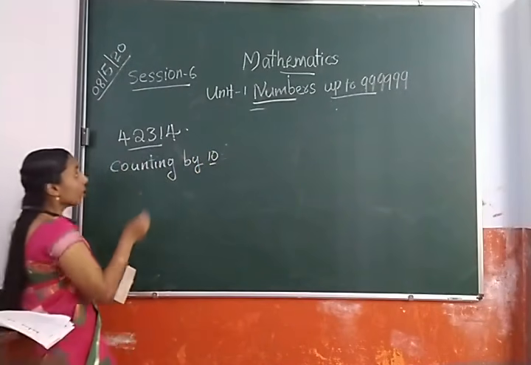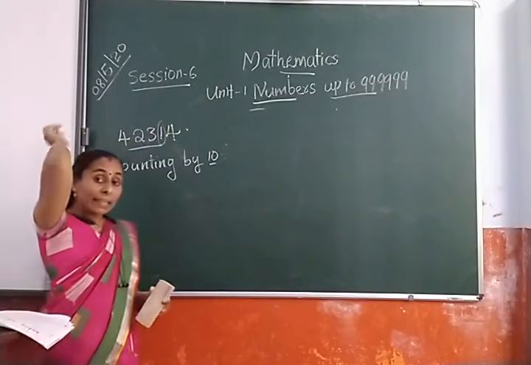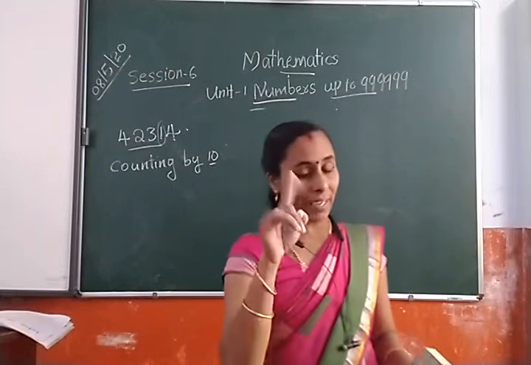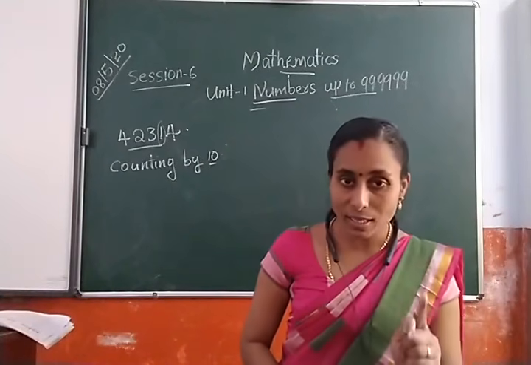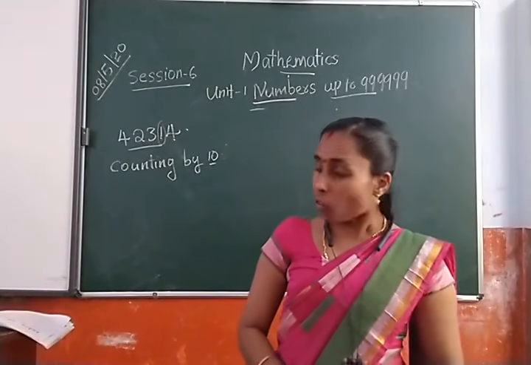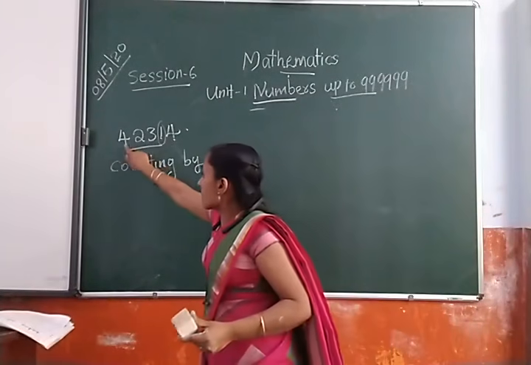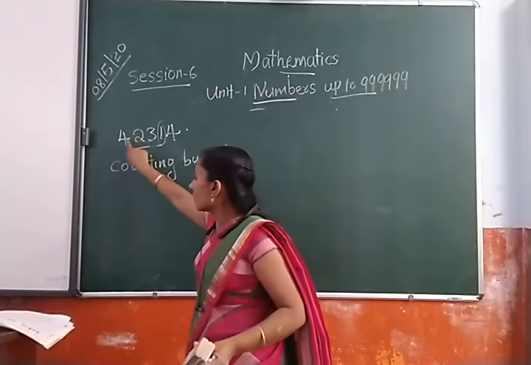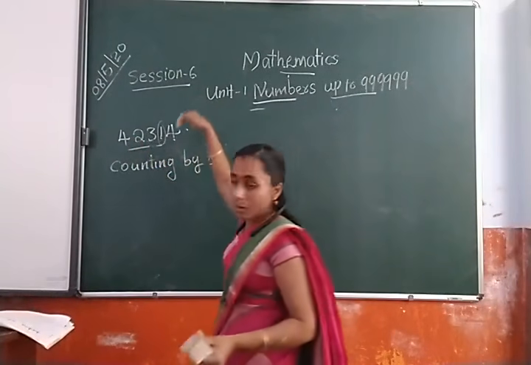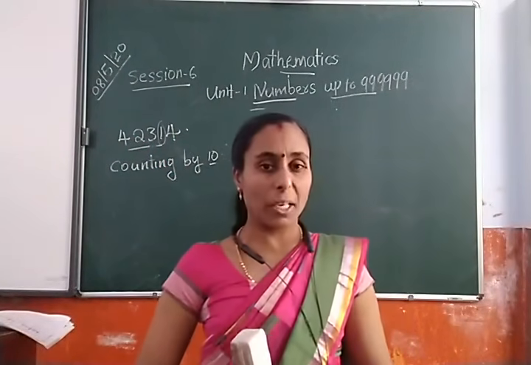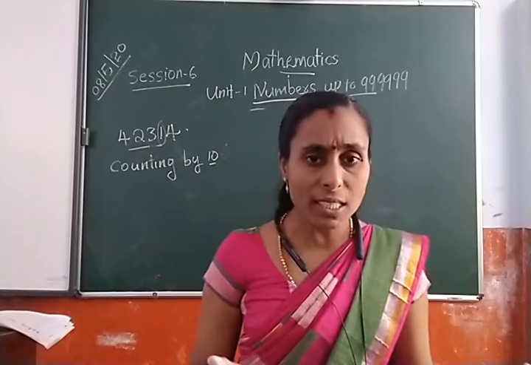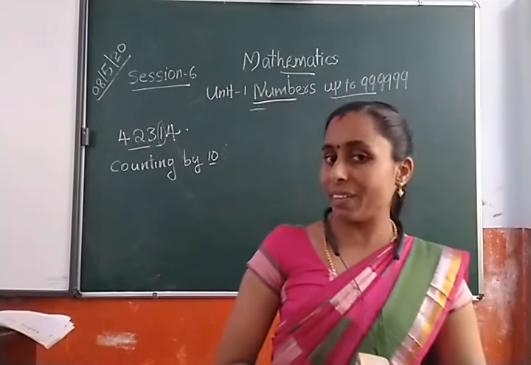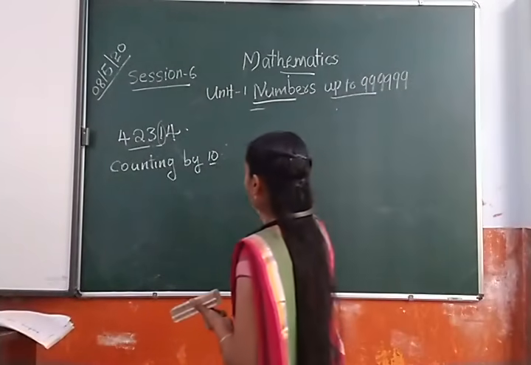Counting by tens, only the tens place increases by 1. Tens place will increase by 1. All other places, the hundreds place, thousands place, 10,000 place, and ones place remain the same. Which place will change? Only the tens place will change.